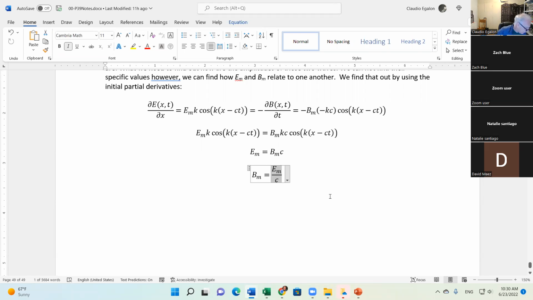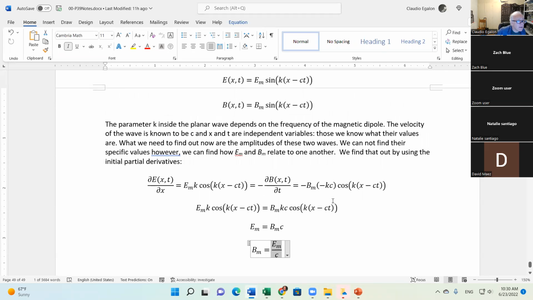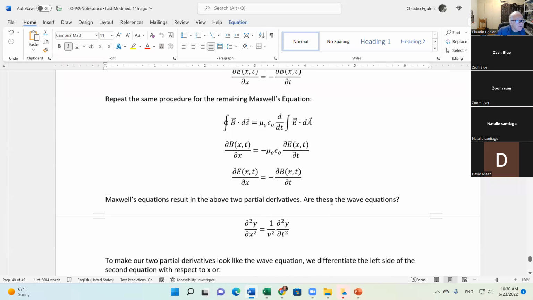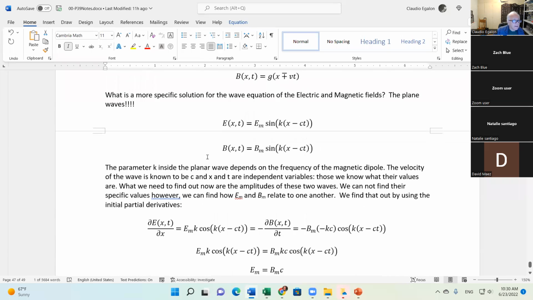So that's very important. We can repeat for the other one. Let's repeat for the other partial derivative equation. Here, go to this one here. Let's see if we get it.